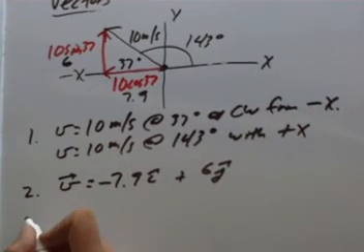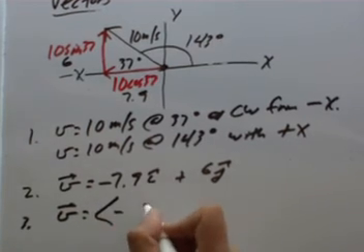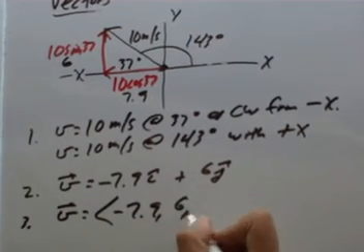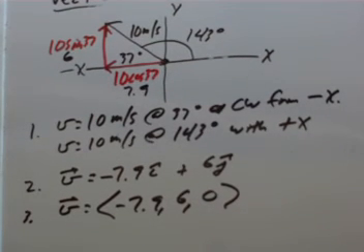So that's the IJK notation, and in that ordered set notation, you could report this velocity like this, as a big bracket like that, negative 7.9, 6, and 0. Those will both be equivalent ways of reporting the vector.